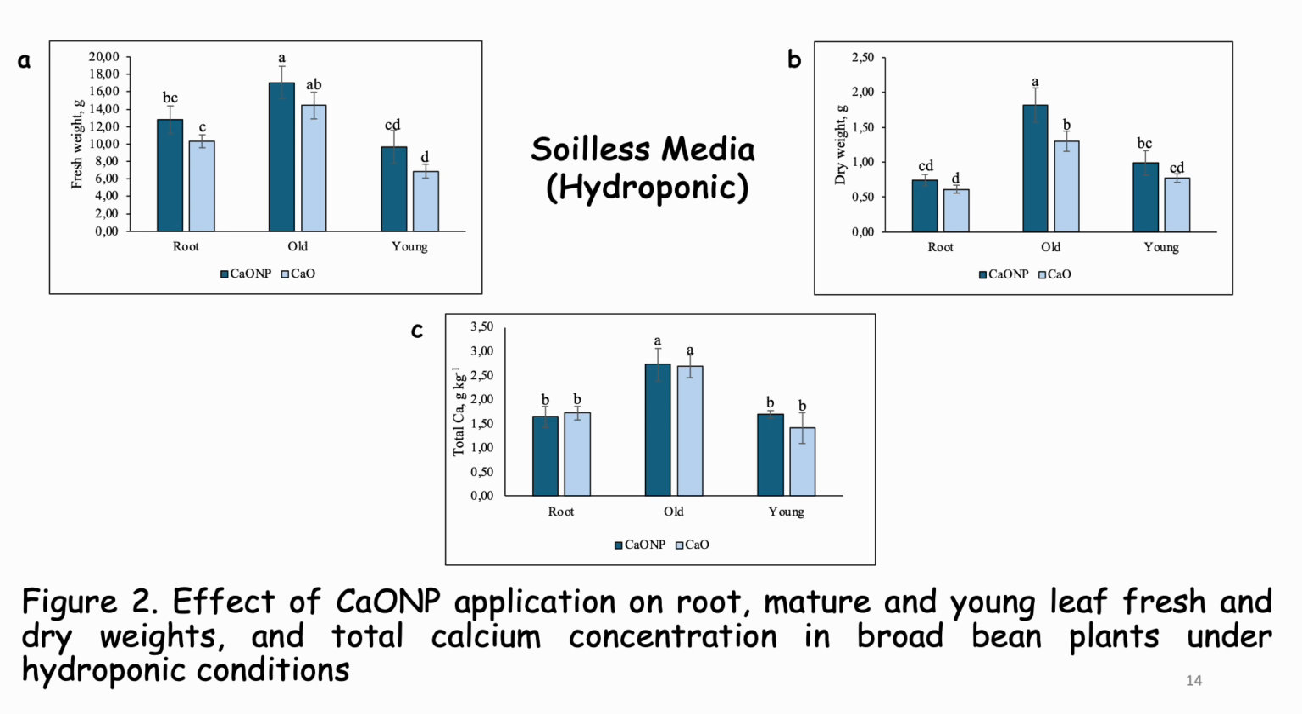Overall, under hydroponic conditions, nanocalcium oxide improved both biomass and dry matter production, particularly in old leaves, while calcium accumulation was highest in the old leaves. For both treatments, calcium oxide nanoparticles were more effective in promoting overall growth.